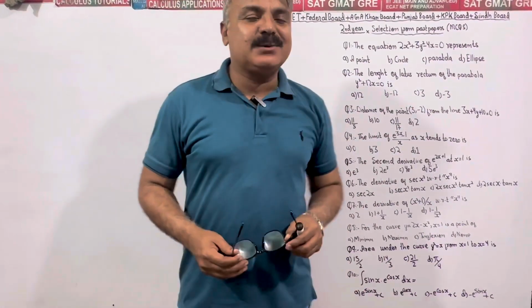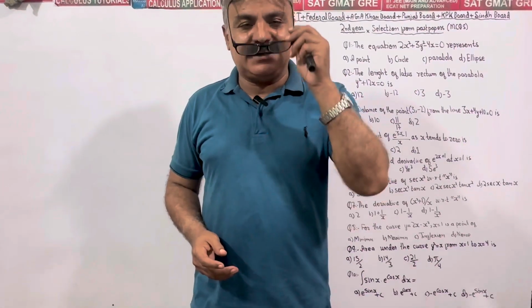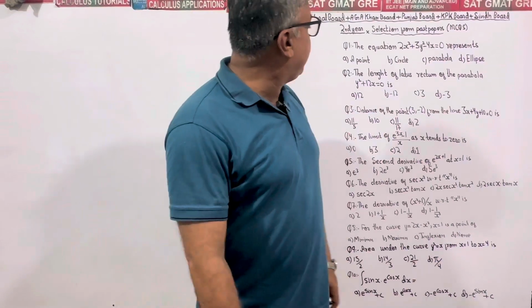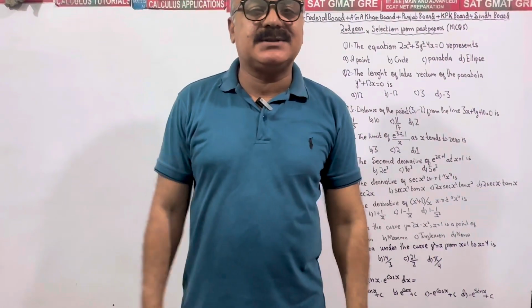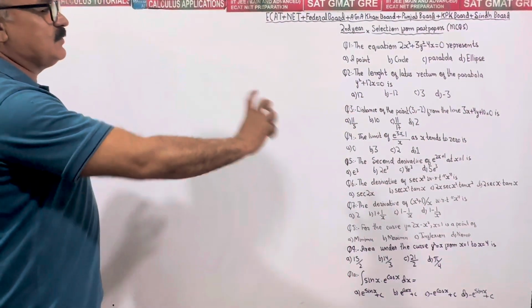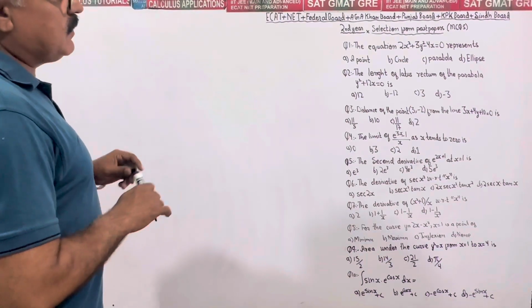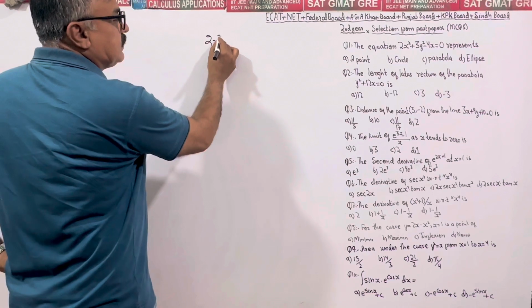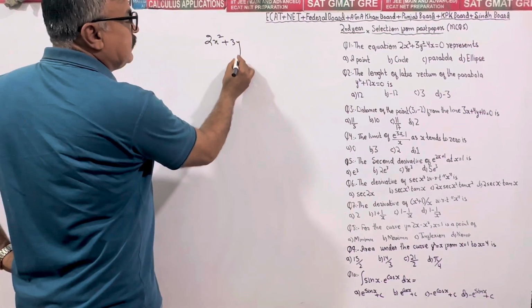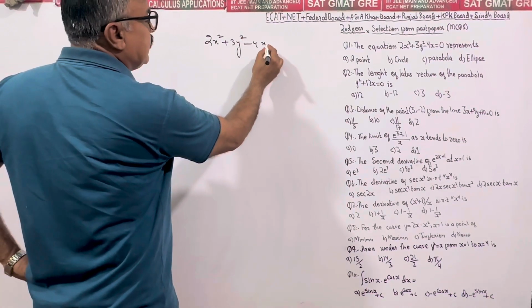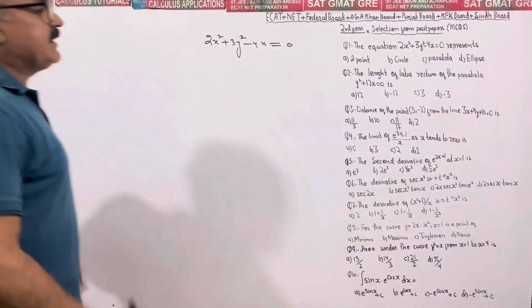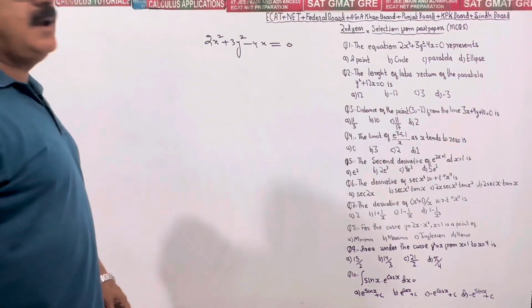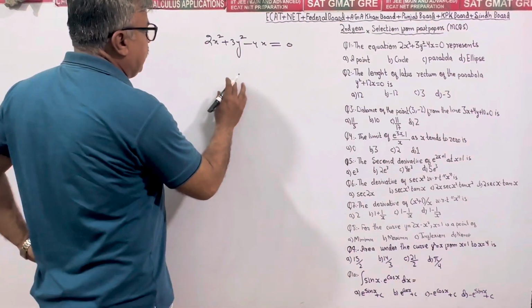Today I have selected some questions from second year mathematics past papers. I think these are previous questions from NED past papers, as far as I am concerned, and some questions from ECAT. Question number 1 reads: the equation 2x square plus 3y square minus 4x is equal to 0 represents what? A point, circle, parabola or ellipse. Let's see and find out.